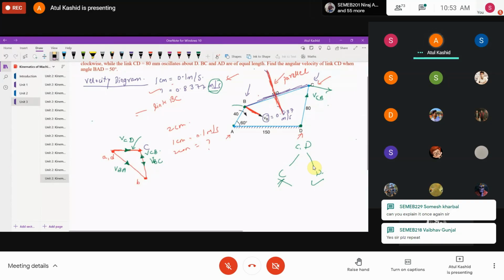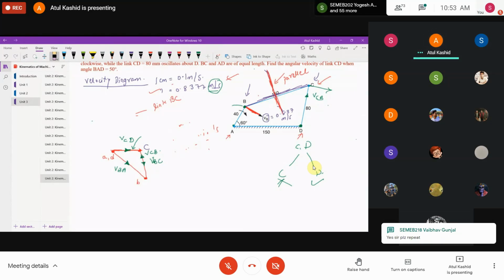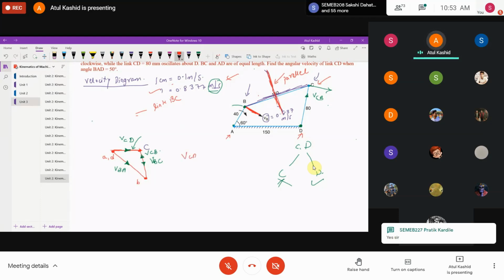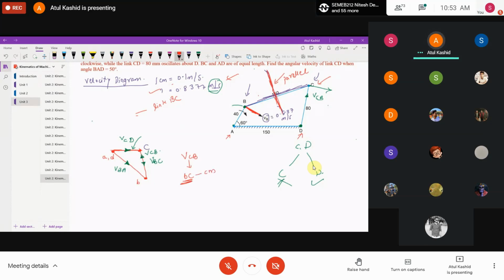Or if you want to find the velocity of CB, it is very simple again, right? How to find the velocity of CB? You have to just measure this vector, right? The vector which will represent this velocity of CB will be BC, right? You have to measure this vector BC. It will be in centimeters. Convert this into meter per second. That will be your velocity, right? So to get the unknown magnitudes, you have to just measure the length of the vector and find your answer in meter per second.